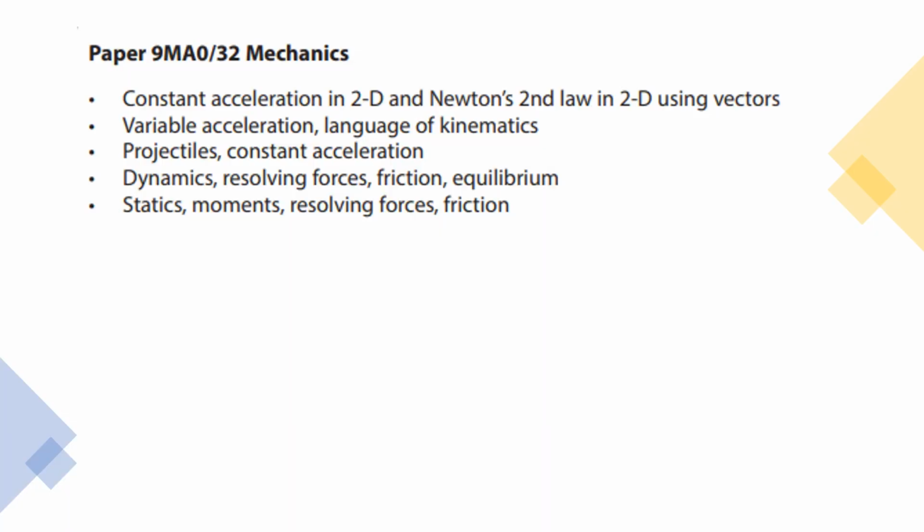So here is the advanced information, and looking at that top line, constant acceleration is when you've got your SUVAT equations, but we've also got F equals ma and vectors in there. So maybe you've got some forces given in terms of vectors to deal with as well. Variable acceleration and the language of kinematics.